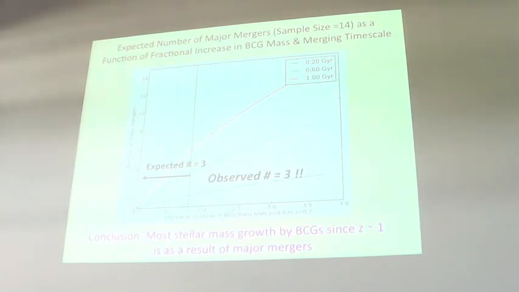How are you defining major versus minor? Based on the stellar mass. Well, like 1 to 1 or 2 to 1? I have to look it up. I can't remember off the top of my head. There's a cutoff, I just don't remember what it is from the paper.